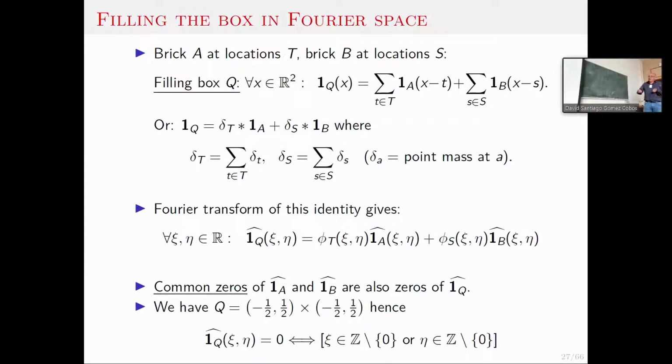And the zeros, let's now take the box Q to be a unit, a centered unit square, this one. And then the zero set, from what we said before, is exactly those points of the plane where one or the other or both of the coordinates are non-zero integers. Okay, so xi or eta must be a non-zero integer for this to happen. These are the zeros of 1_Q hat.